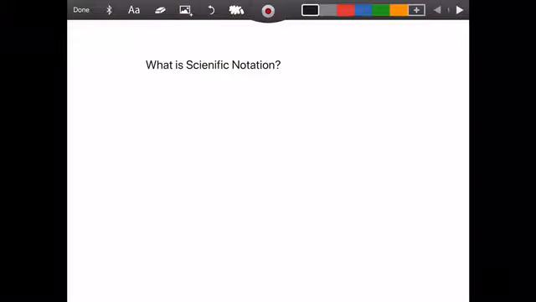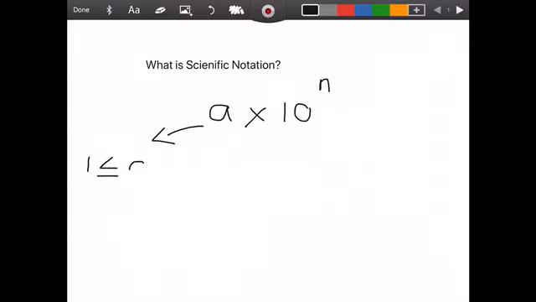So let's get started with what is scientific notation. Scientific notation is simply a way of expressing numbers that are too big or too small to be conveniently written in decimal form. As we can see, the format of writing a number in scientific notation will be a times 10 to the power of n, or with an exponent of n.